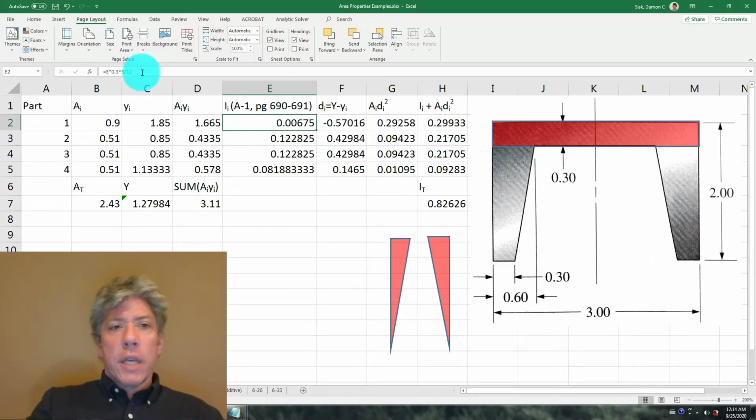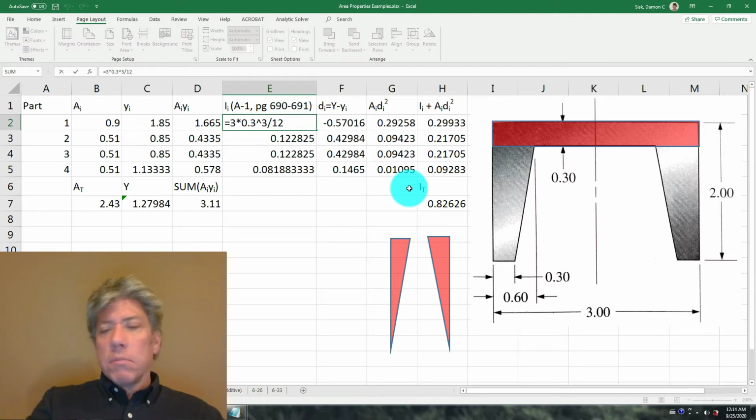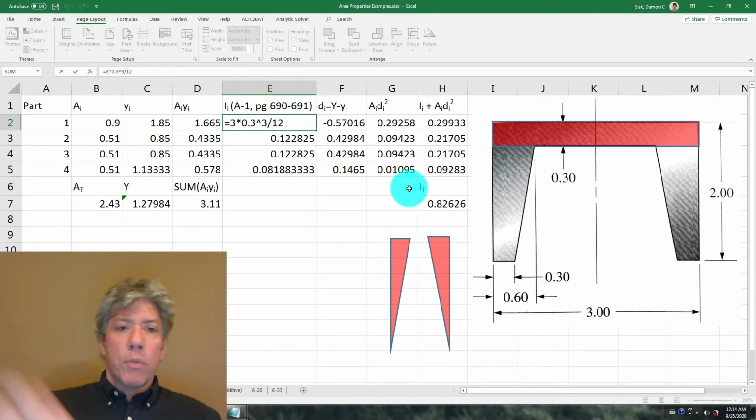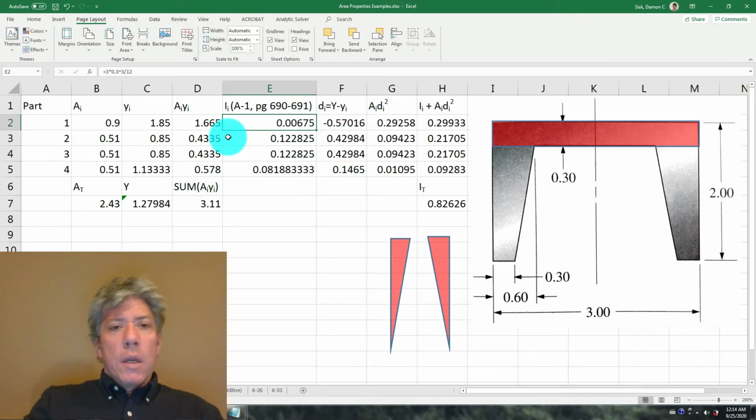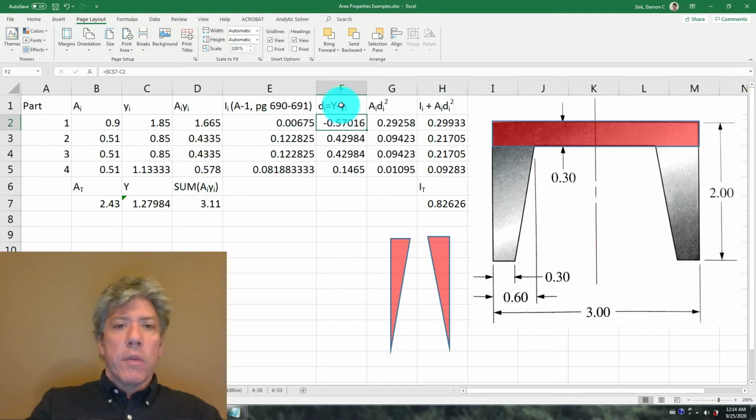And then I just went ahead and used 1/12 BH cubed. Easy enough. 3 inches wide, that's the base. 0.3 is the height. Cubed, divided by 12. There we go. Later on we'll go through the rest of this because we don't have the centroid of the area yet, and we need it in order to proceed. Let's go to the next area.